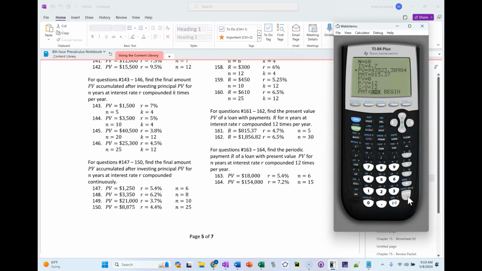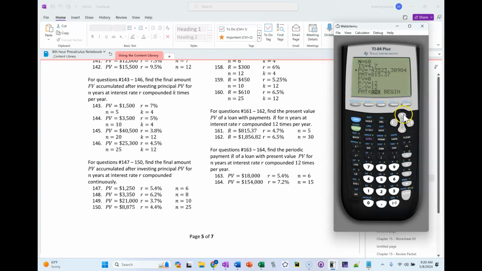So when it talks about loans, you use the PMT. PMT is just short for payment, right? That's your payment. Present value, that's how much you would have borrowed in a loan setting. So here we're solving for the payment.